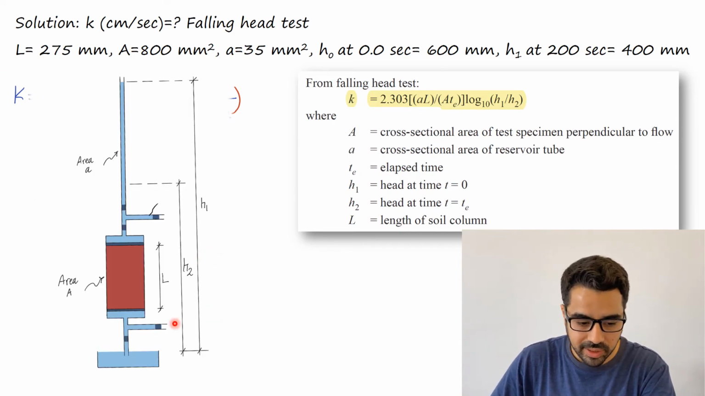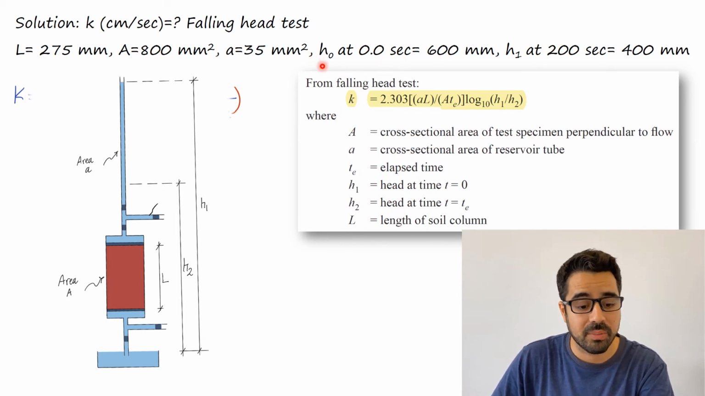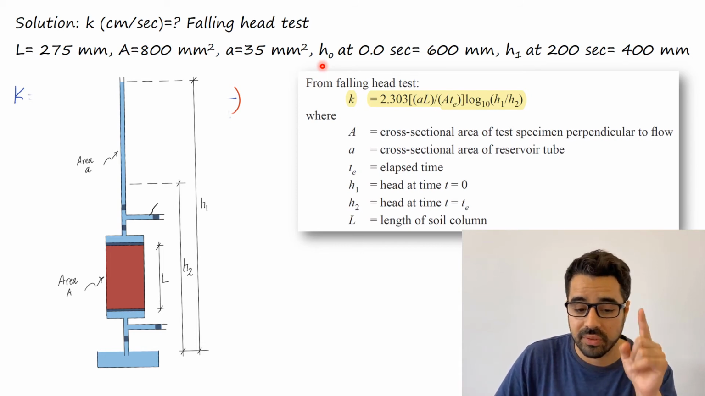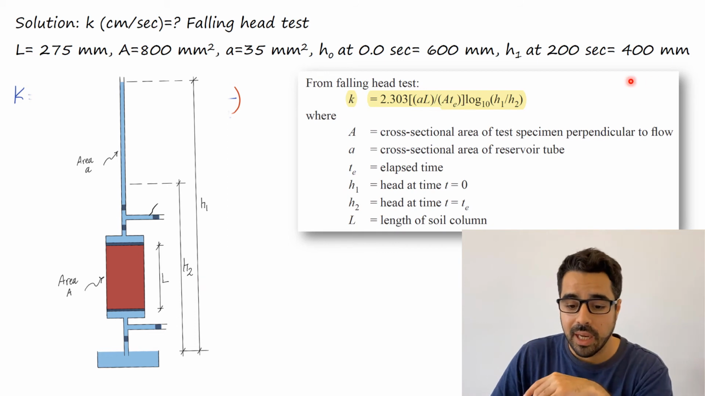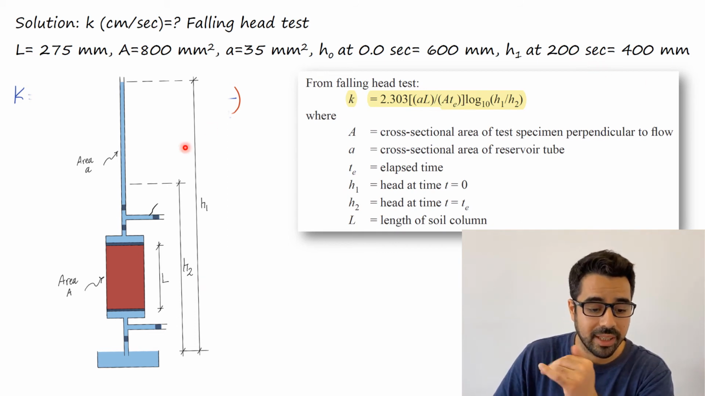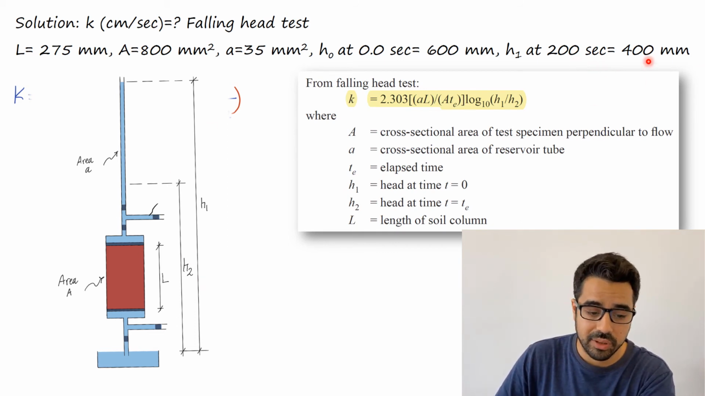So basically, the capital A is given, the soil specimen. L is given, it's here. The small a is this one. H naught, or H1 at 0 seconds, is 600 millimeters. Sometimes, by the way, it's called H naught. This is very important too. H2 is after the drop at a certain time, 200 seconds. So we got H2 as 400.